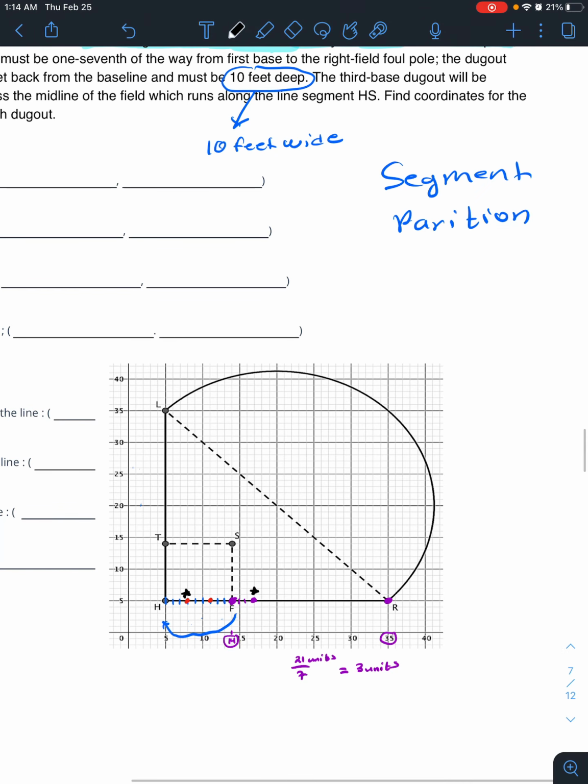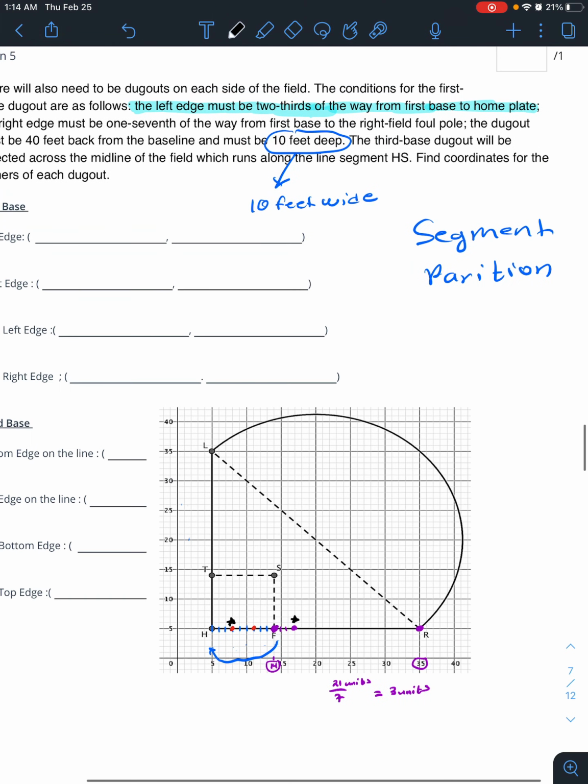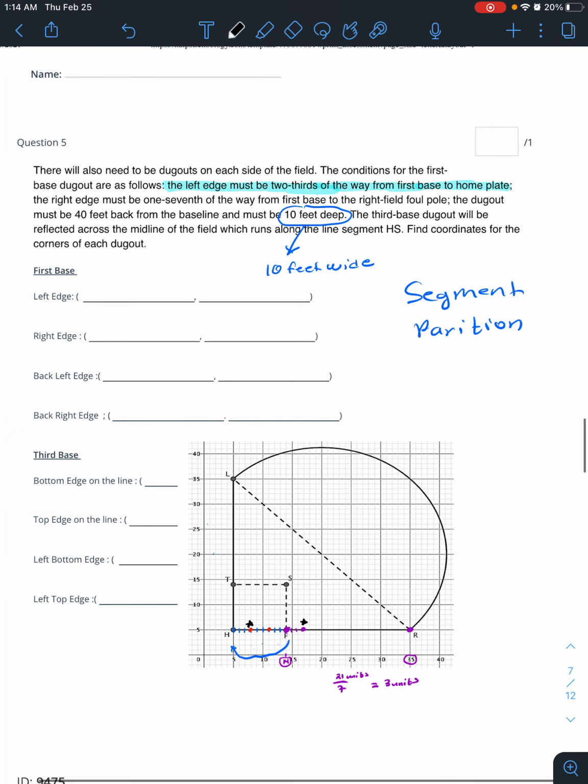So far I have found the first part of the question. Something confusing is that you think the dugouts are actually on the field, but they're not. And you're going to see the further instructions that tell you that that's not true. So if you keep reading here, it says that the dugout must be 40 feet back from the baseline and must be 10 feet wide.